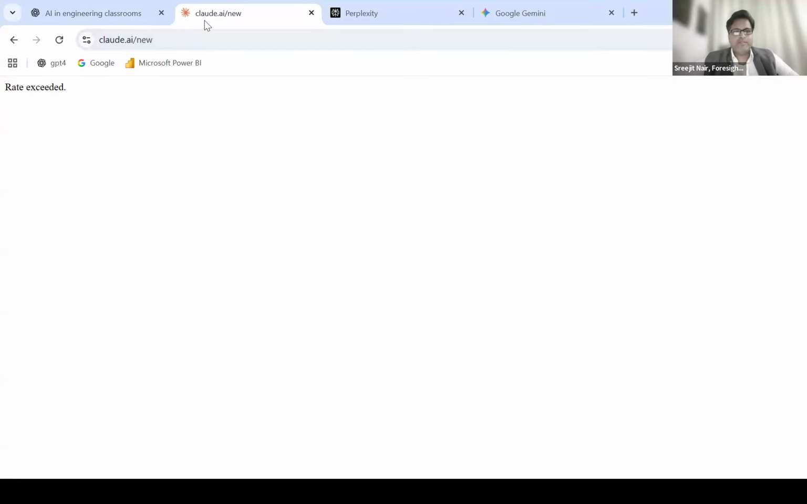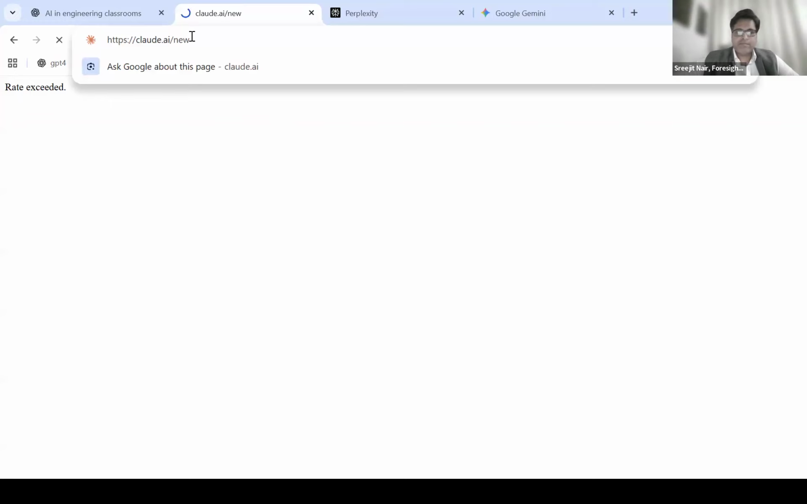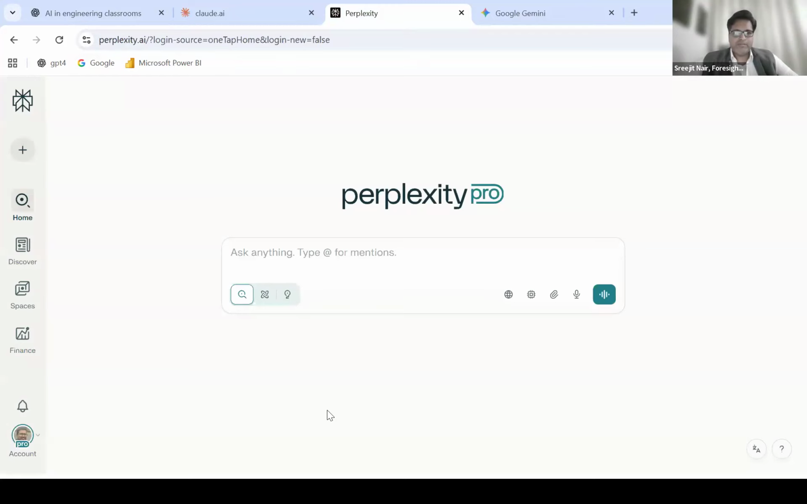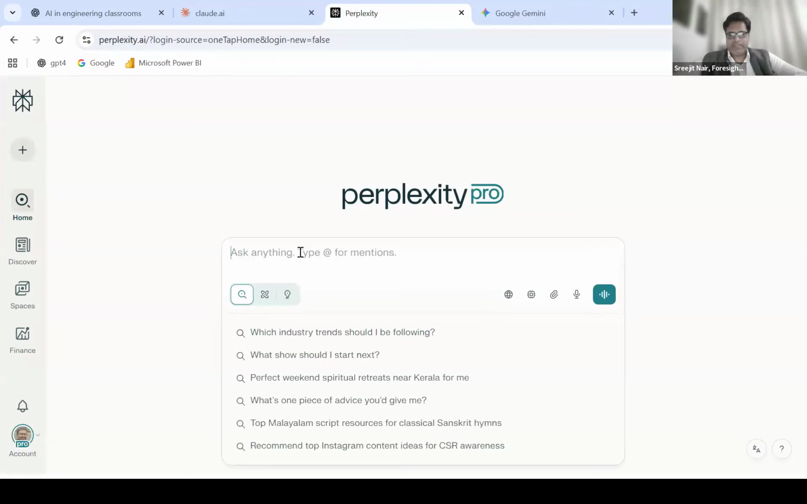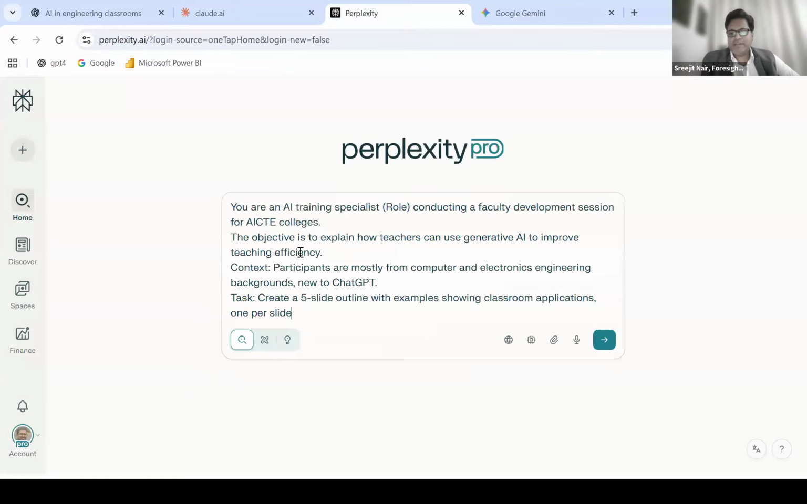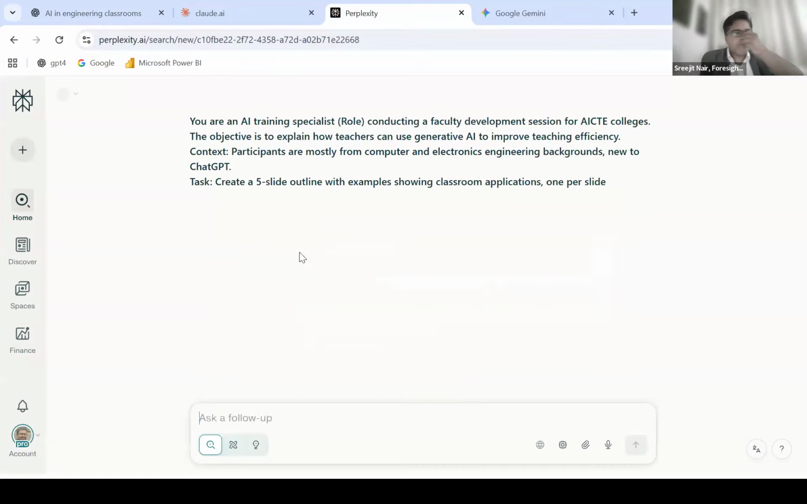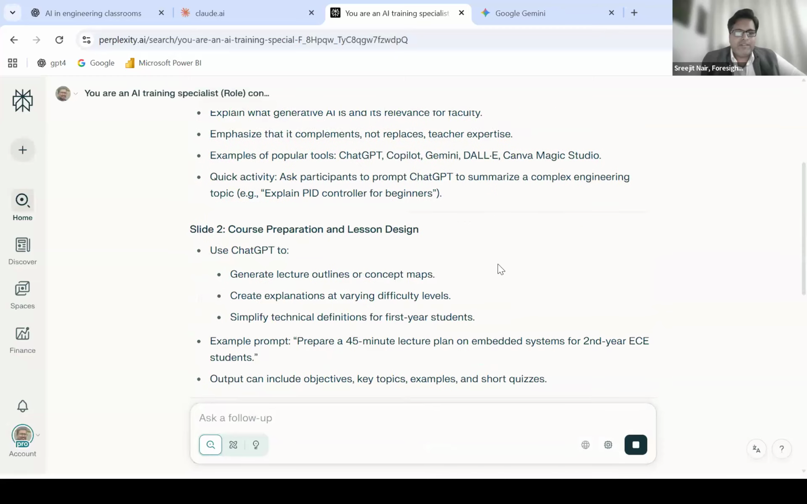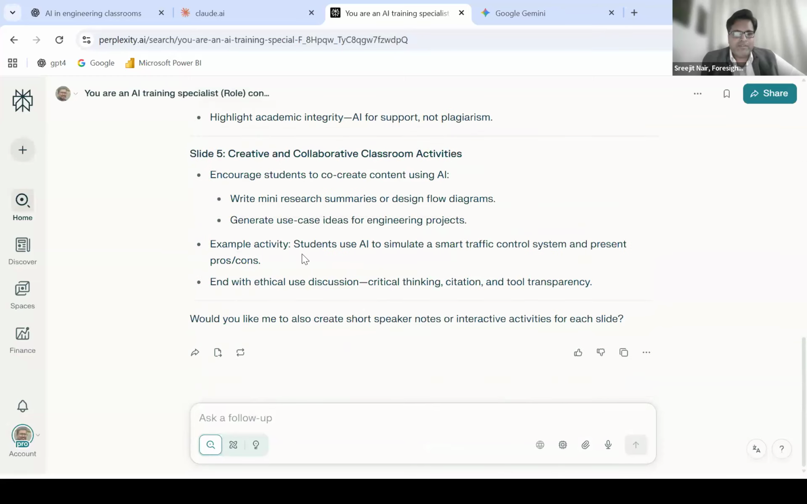The same I can give to Claude also. Some technical issue with Claude as of now. I'll use the same with Perplexity. So in Perplexity, I am using the same ROCT format. What it will do is not only share the particular slide, but it will also tell me what sources it is using.